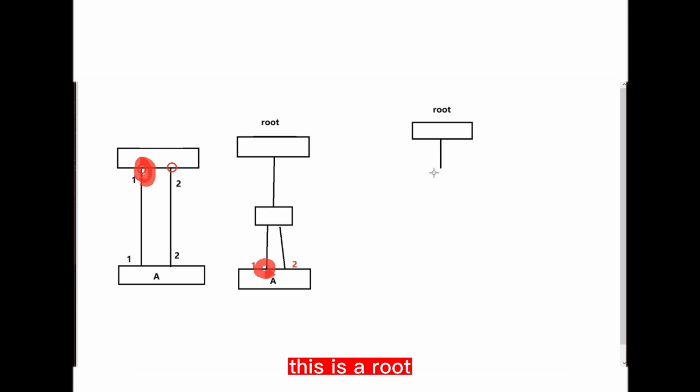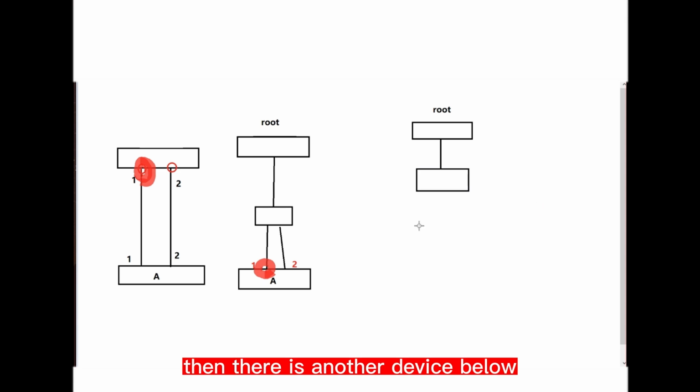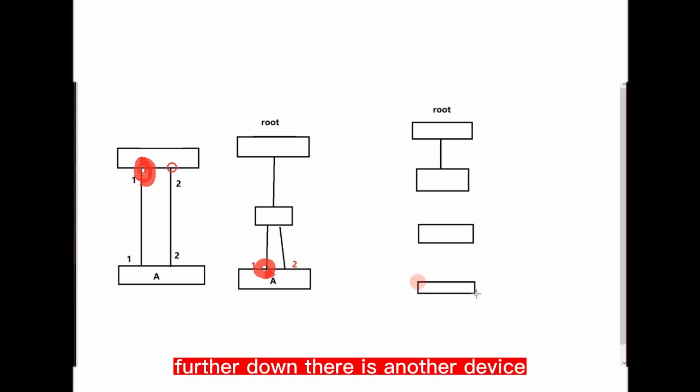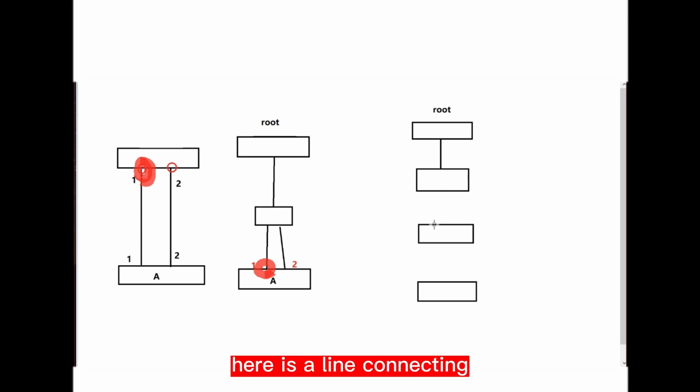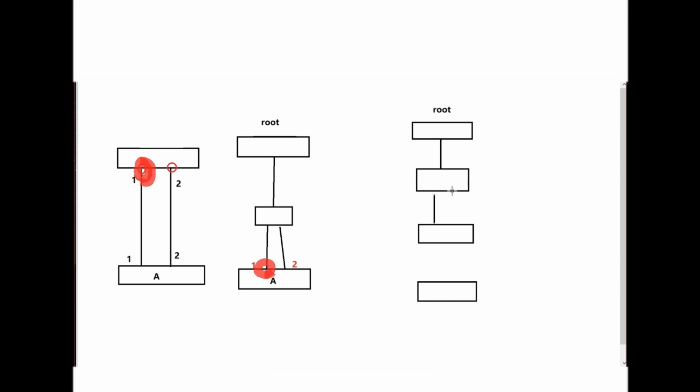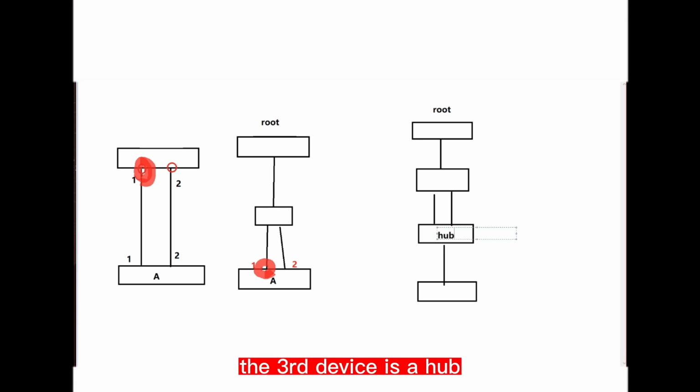This is the root. A device is connected below. Then there is another device below. Further down there is another device. I draw a few more. Here is a line connecting. Here are two lines. Then this is another line. But the difference is, the third device is a hub. I'll mark it now. This is device A. This is device B. This is device C.